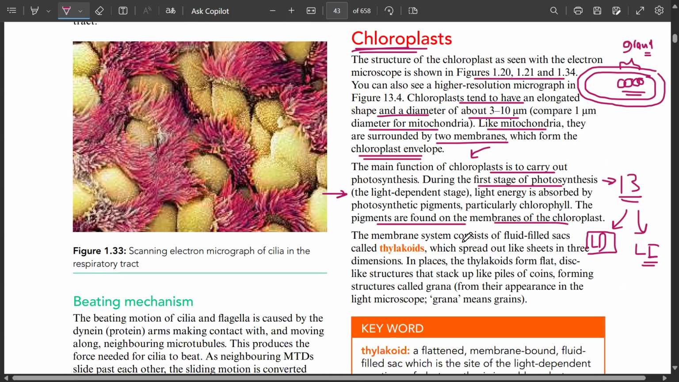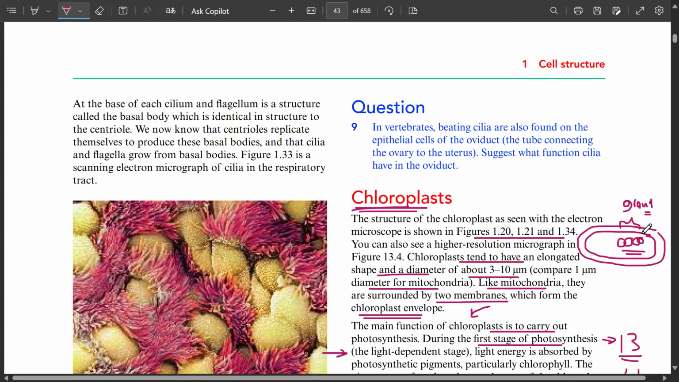The membrane system consists of the fluid-filled sacs called thylakoids, which spread out like sheets in 3 dimensions. In places, the thylakoids form flat disc-like structures that stack up like piles of coins. Now, it stacks up like what? A pile of coins. This is how these thylakoid membranes are actually present in chloroplasts. And these thylakoid membrane sacs contain the chlorophyll which is needed for photosynthesis. Got it?